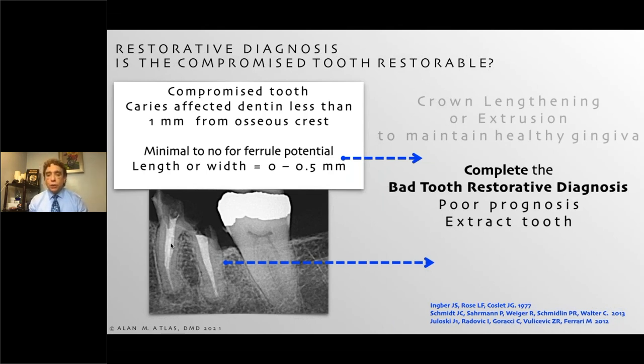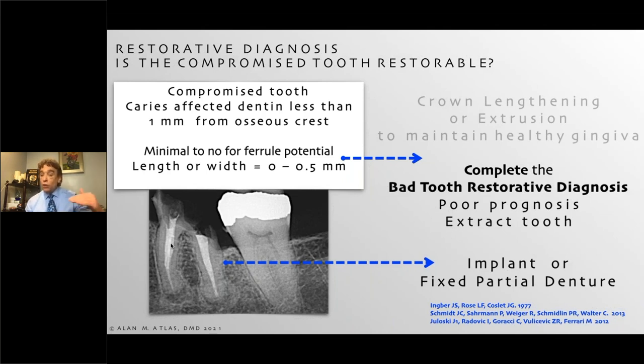And then I would make the decision: poor prognosis, extract the tooth, and then place an implant or a fixed partial denture, depending on the scenario. So this is what we have to look at. Remove the caries and then go forward. And we're going to see this is going to be the process that we're going to do.